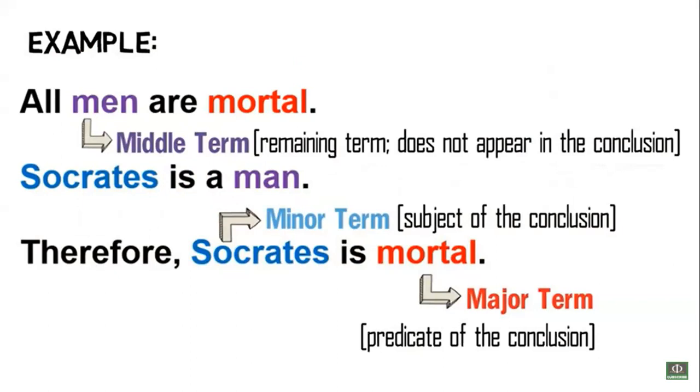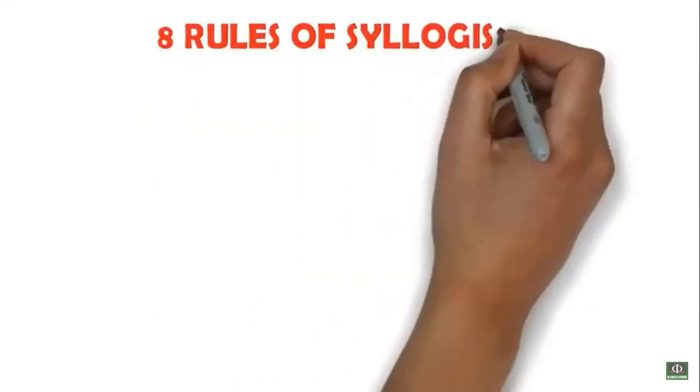Now that we have presented the key concepts in arguments or syllogisms, let us proceed to the determination of their validity. Logicians have formulated 8 rules of syllogisms, but of course they can be expanded to 10 or reduced to 6. But let us follow what logicians commonly use, that is, the 8 rules of syllogism.